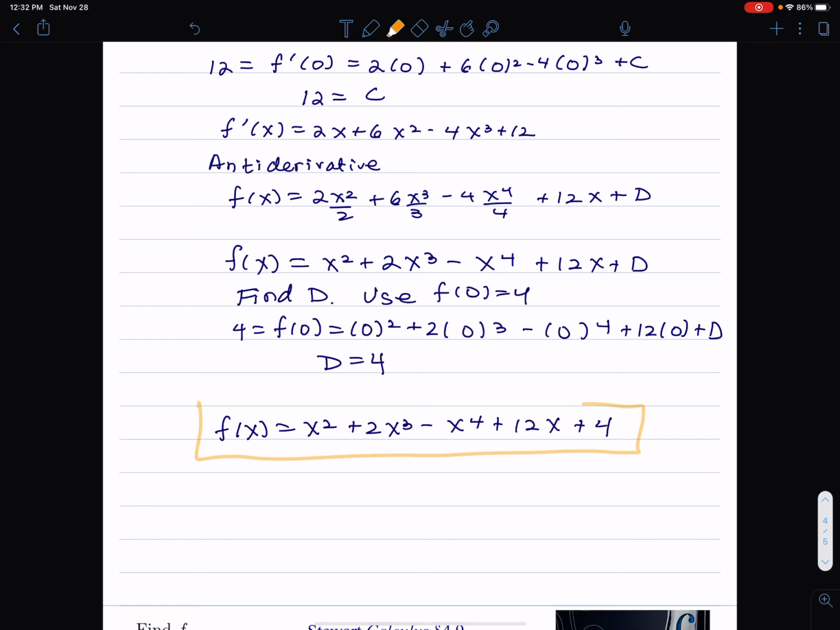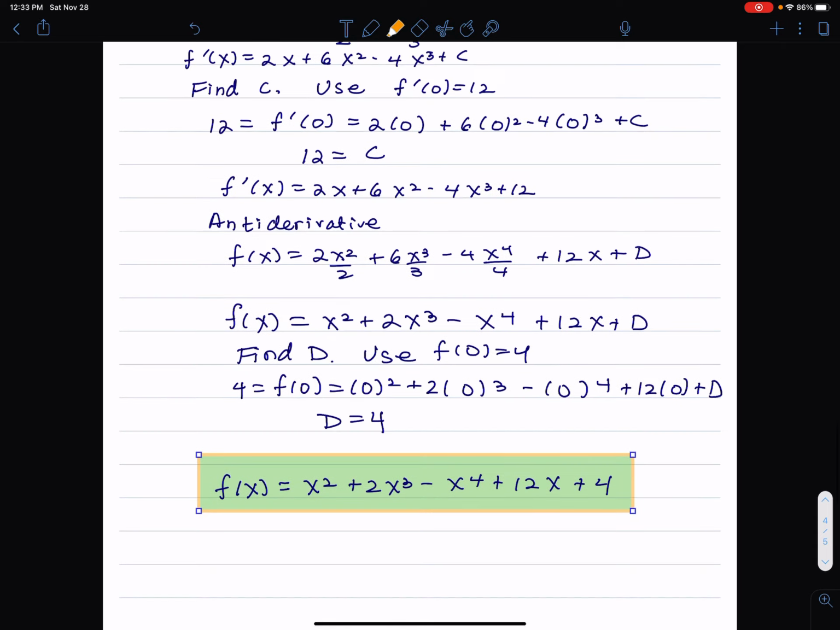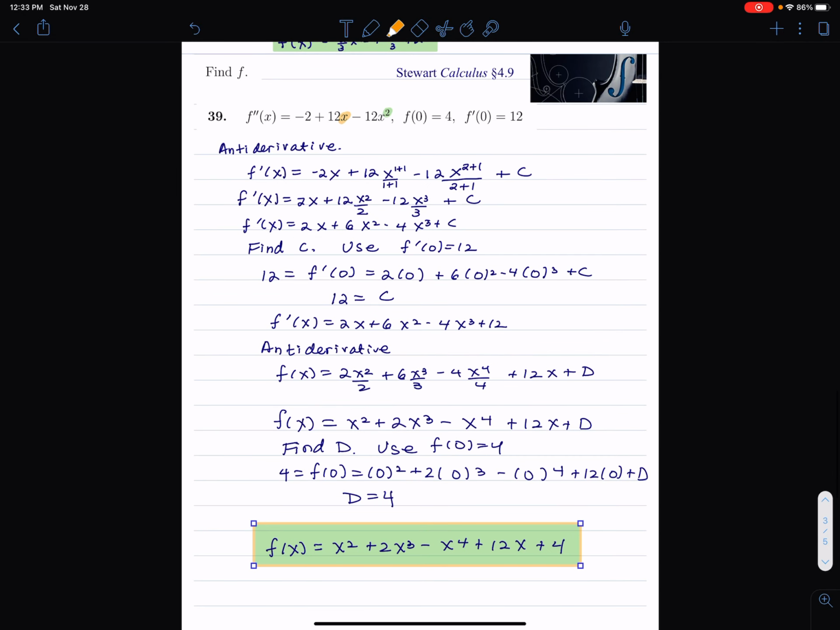And is that too messy? Maybe it's okay. Let's just neaten it up a little bit here. Okay, so there we are. We found the antiderivative of a function where we're given the second derivative and initial conditions, and we found the value of f. All right, that's all.